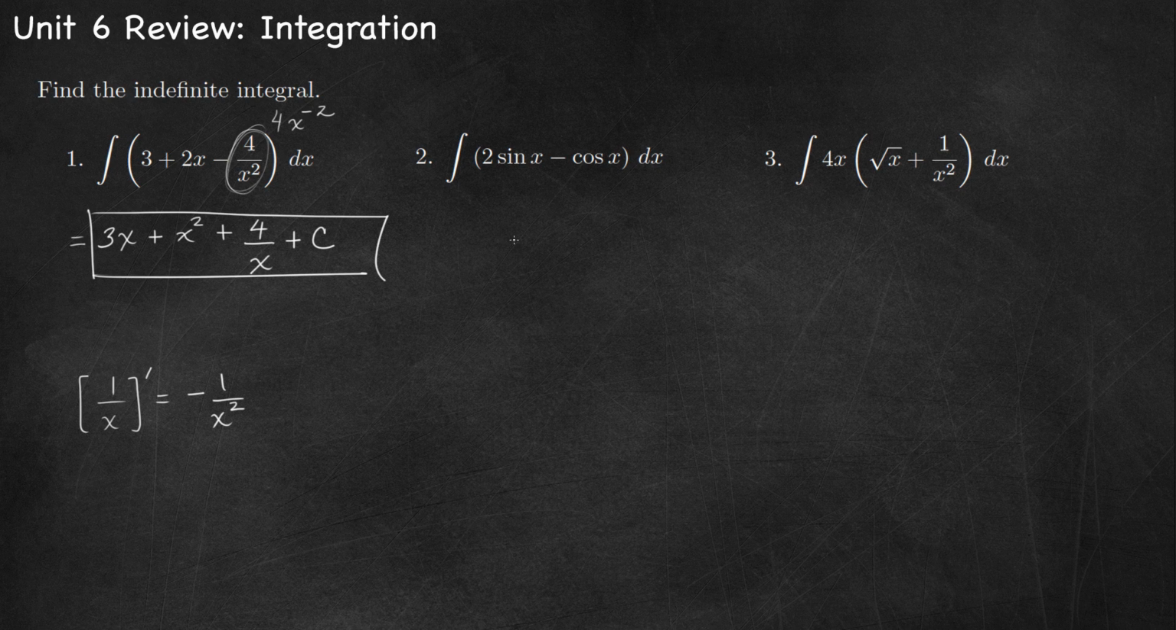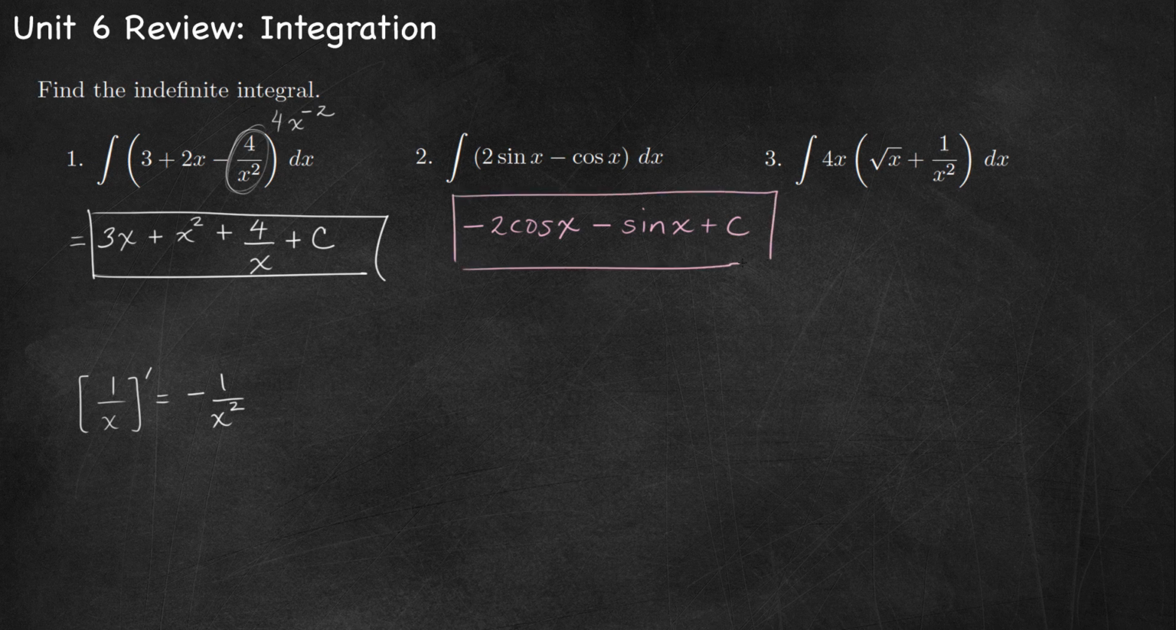Number 2, again, we'll just integrate term by term. So the derivative of what is sine x? Well, the derivative of cosine x is negative sine x, so the derivative of negative cosine x is sine x. So we need negative 2 cosine x. And then the derivative of sine x is cosine x, so we want minus sine x plus c.